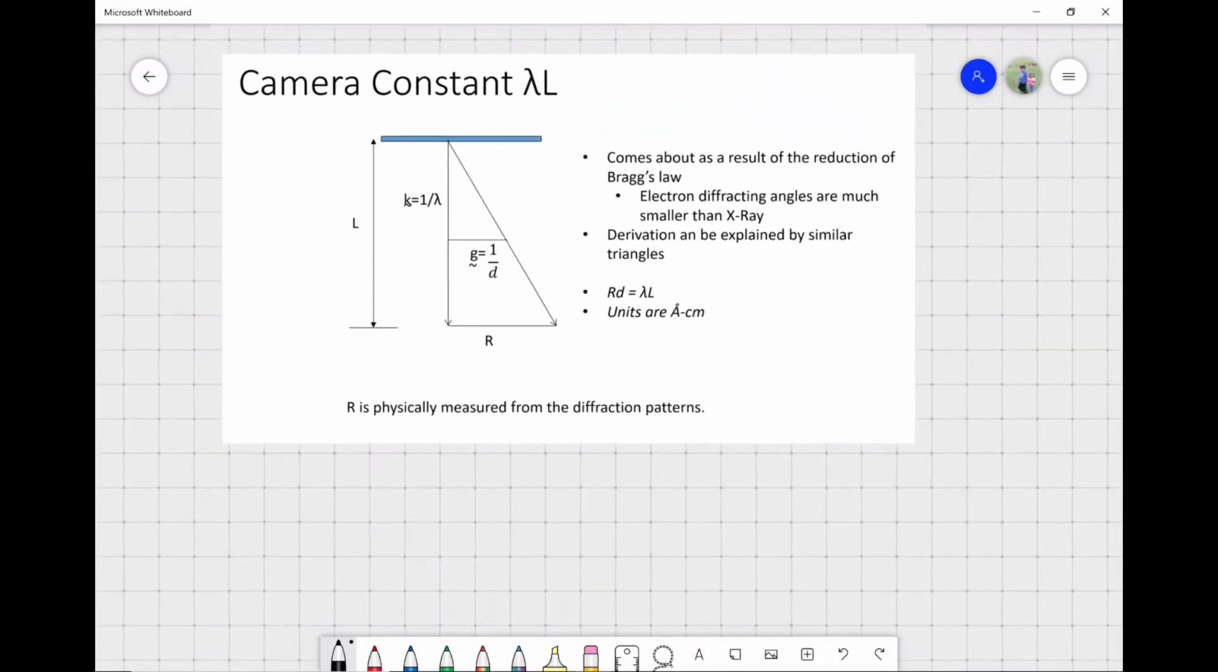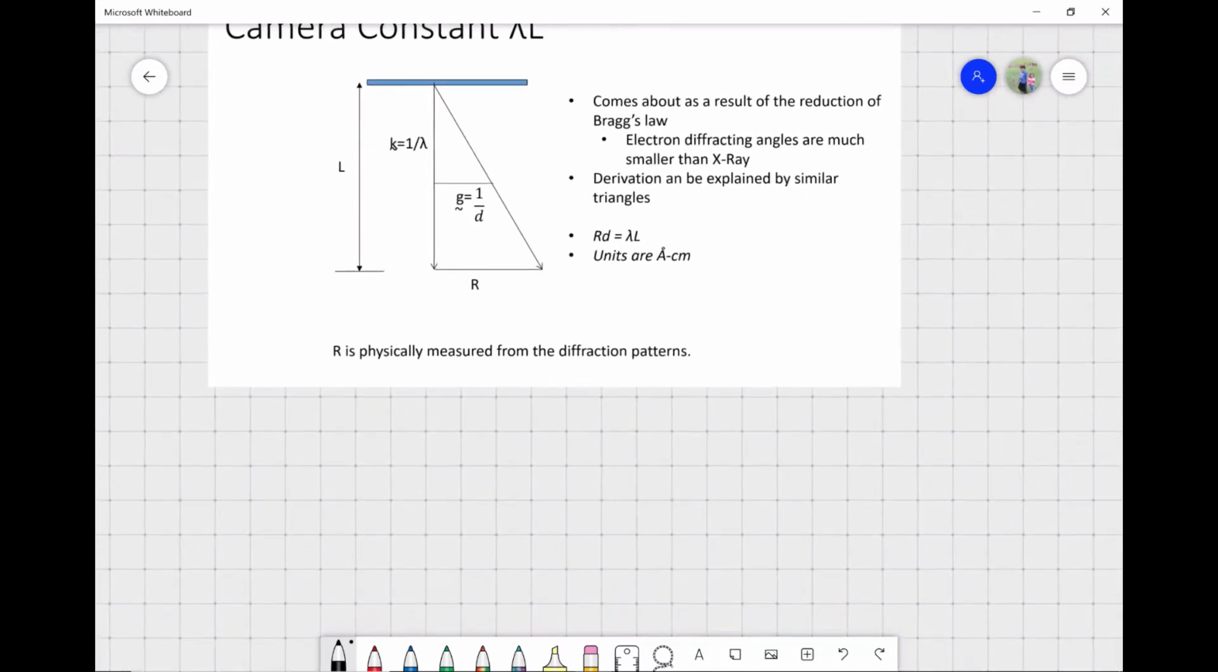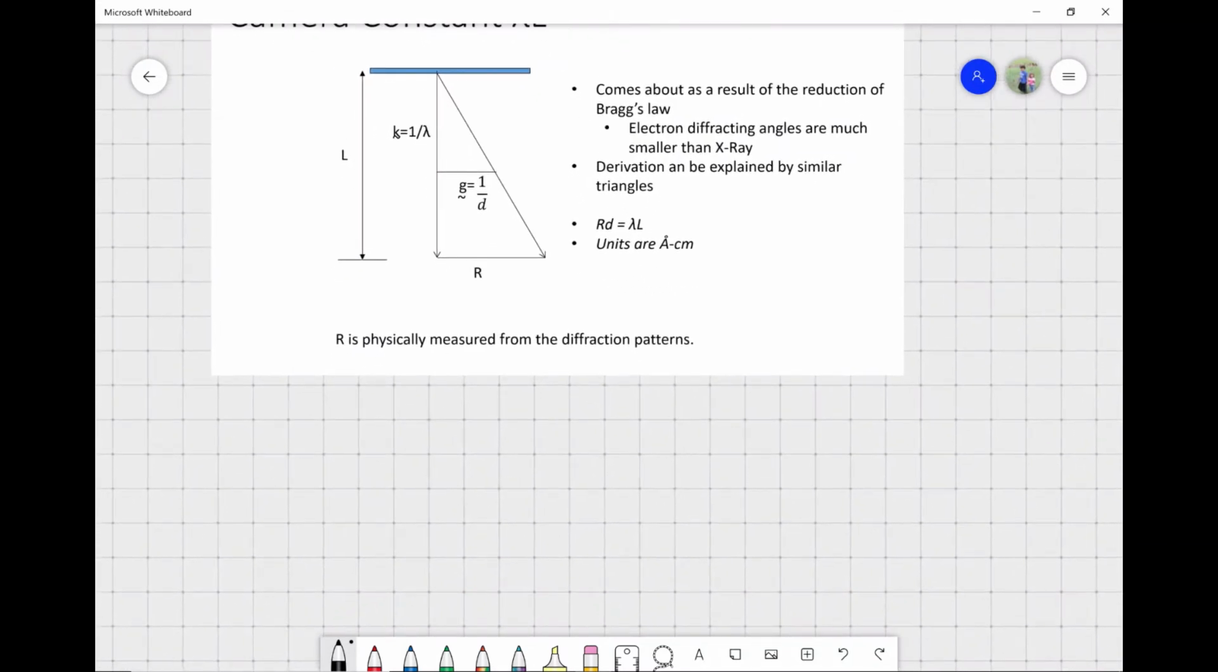Alrighty, so we have camera constant, and it's just a matter of similar triangles, and so we can write it out like this. So similar triangles, L over R, which is this first triangle we have, and I can redraw it over here.